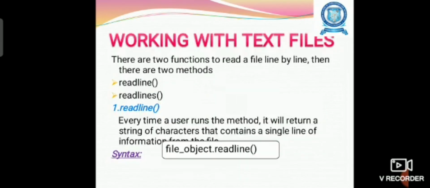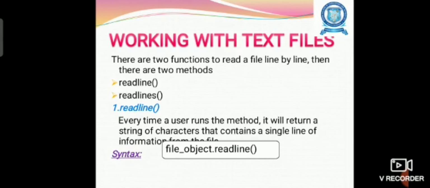Next we are going to see some more methods available for the read operation. There are two more methods to perform the read operation. First one is readline, second one is readlines. The s is the only difference. First one is the readline method. The readline method will return a string of characters that contains a single line of information from the file. The readline method is used to read a single line from the file.